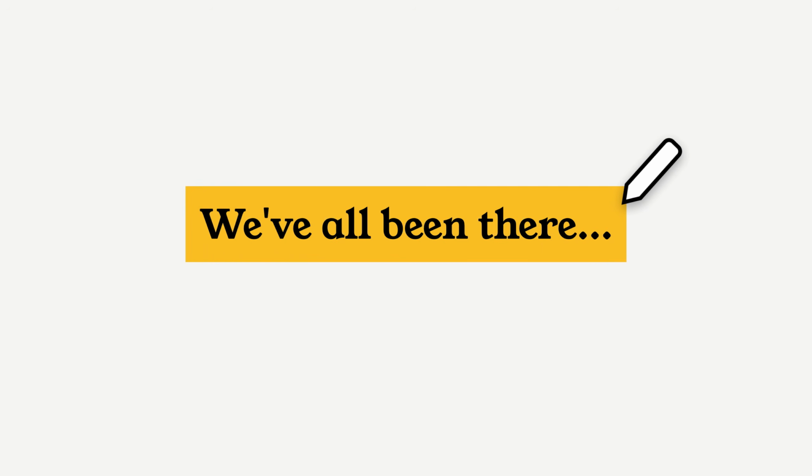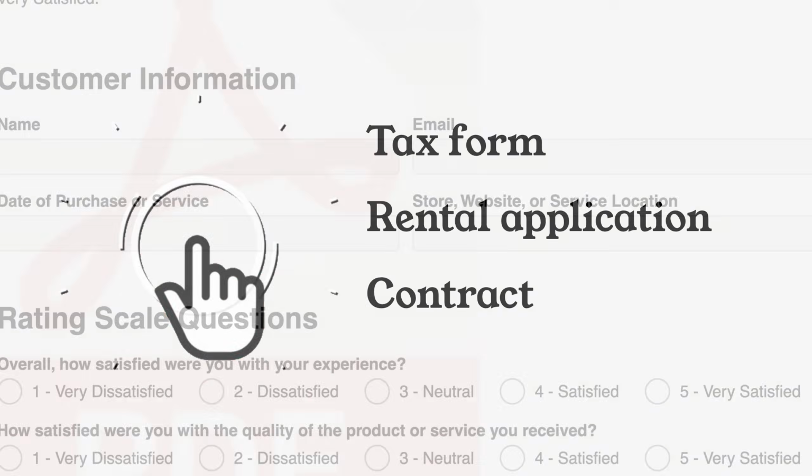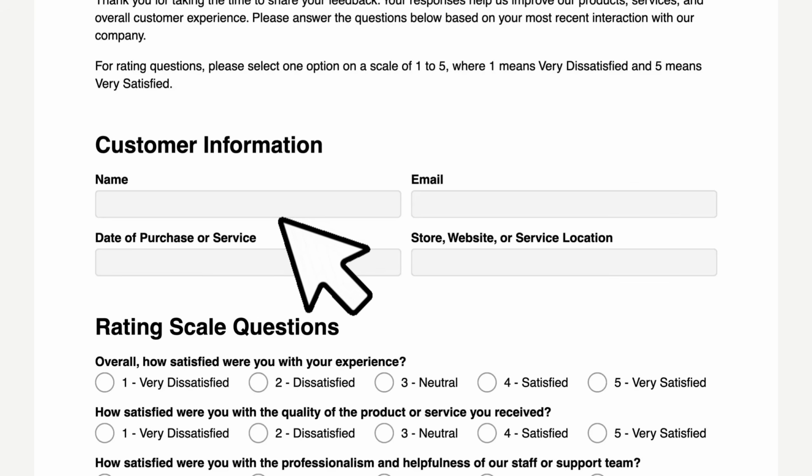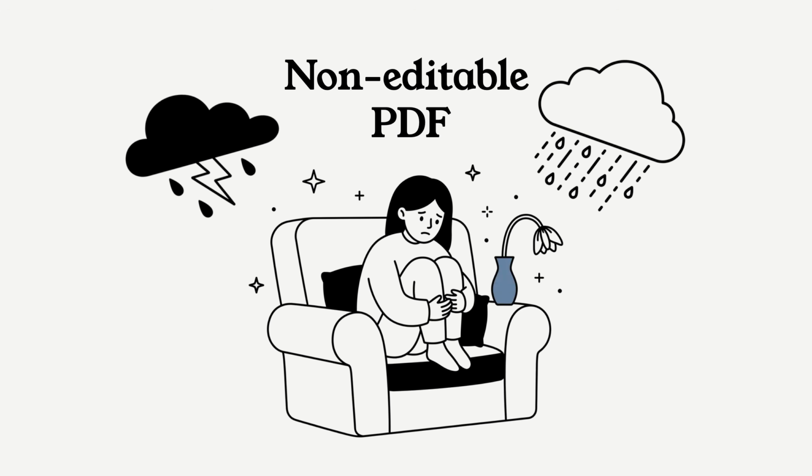We have all been there. You get an important document sent to you. Maybe it's a tax form, a rental application, or a contract. You open it up, click on the text line to start typing, and nothing happens. It's essentially a flat image, a non-editable PDF.